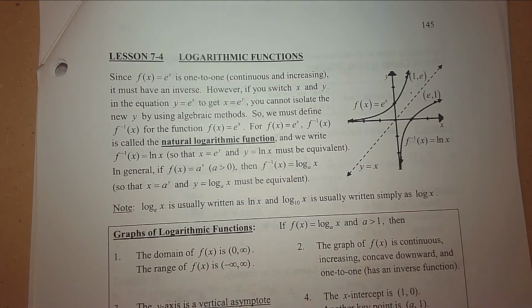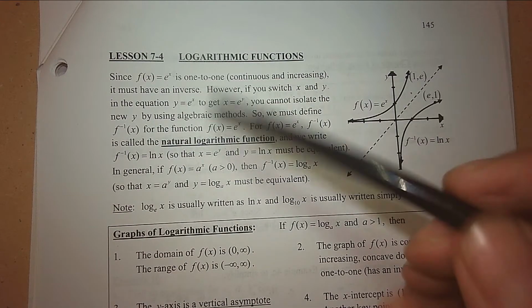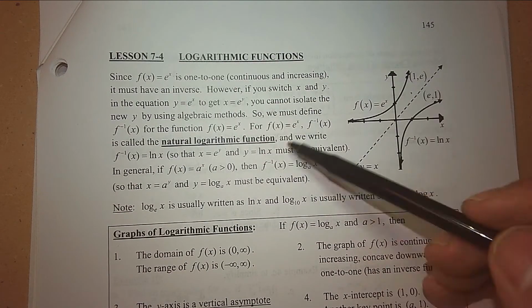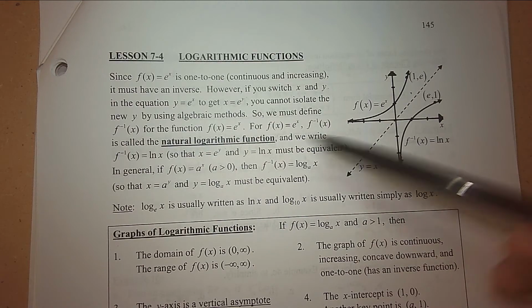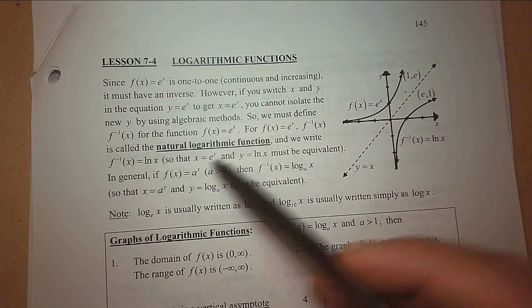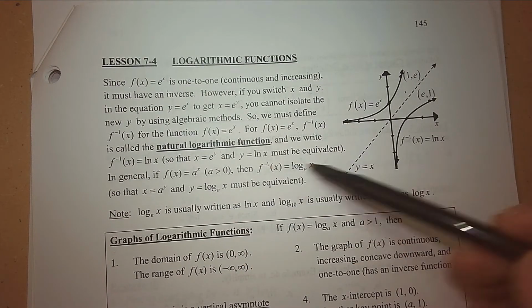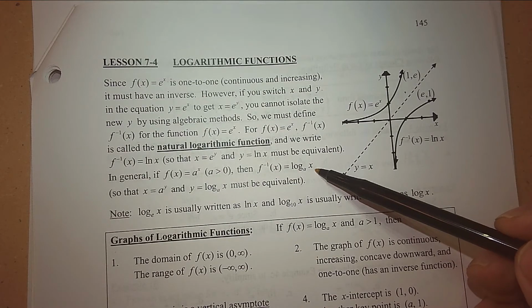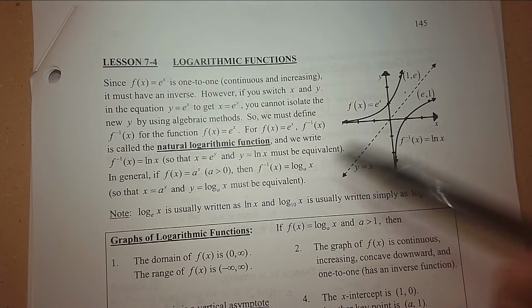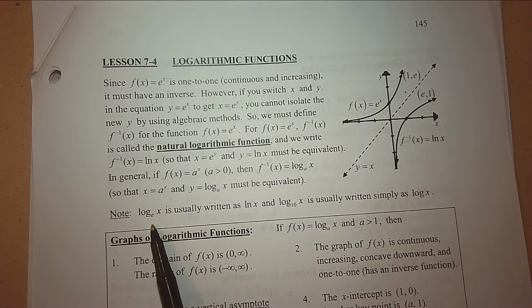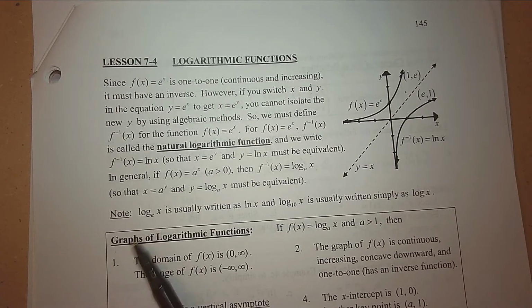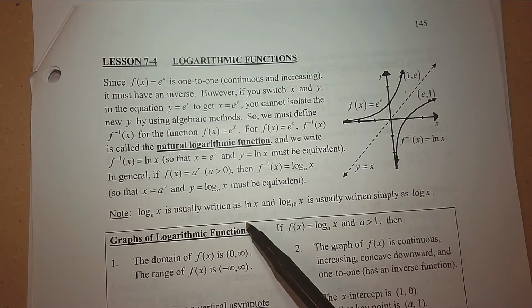What does ln stand for? What base is that logarithm? e. And it's a special logarithm with a special symbol, ln. So x equals e to the y and y equals ln x are equivalent. In general, if you have an exponential function, then the inverse is a logarithm, right?